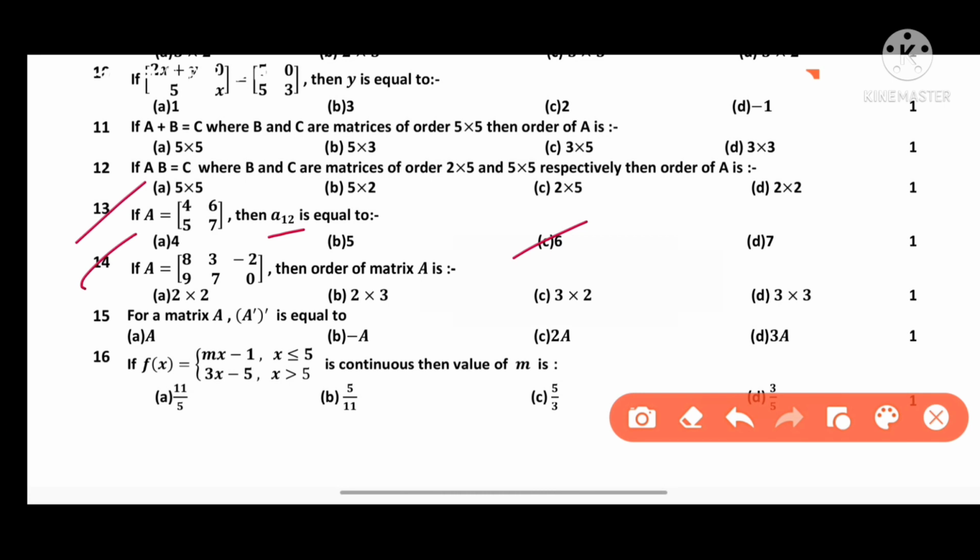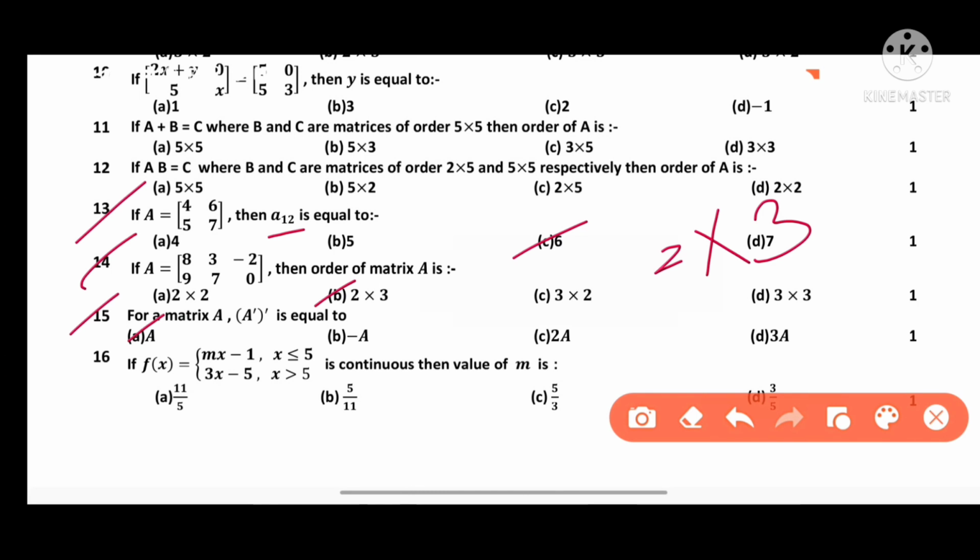It is very simple. Order of A is number of rows multiplied by number of columns. Number of rows is 2 and number of columns is 3. So answer is B option. Next, question number 15. For a matrix A, (A')' is equal to, transpose raised to the power transpose is equal to the matrix itself. So answer is A option.